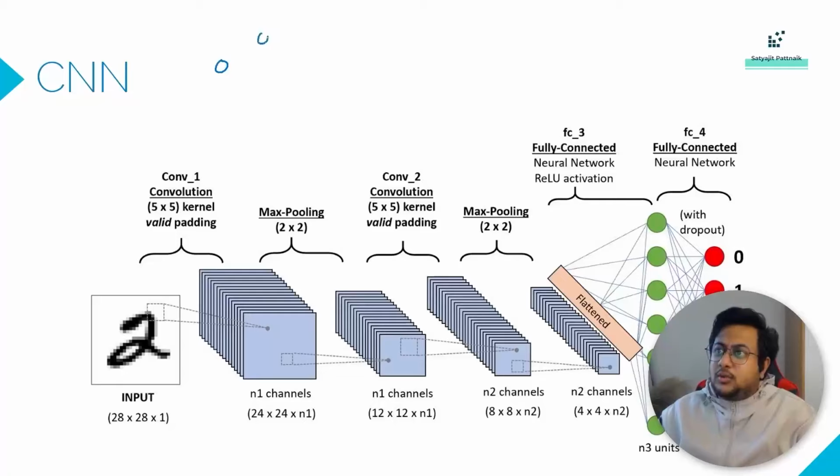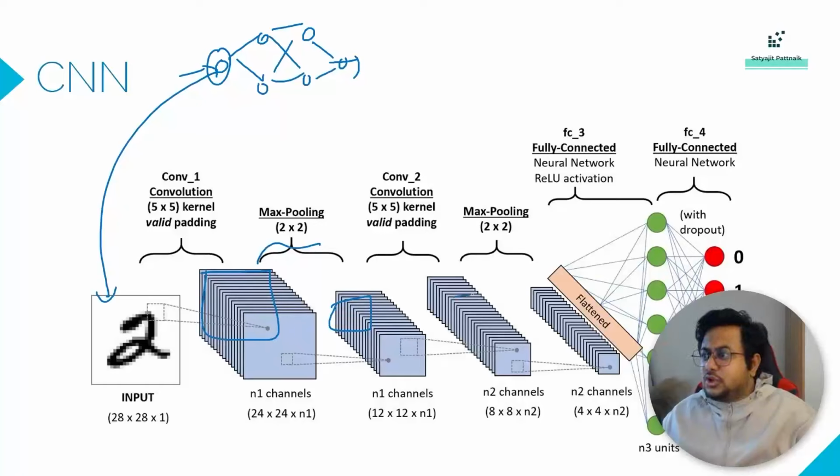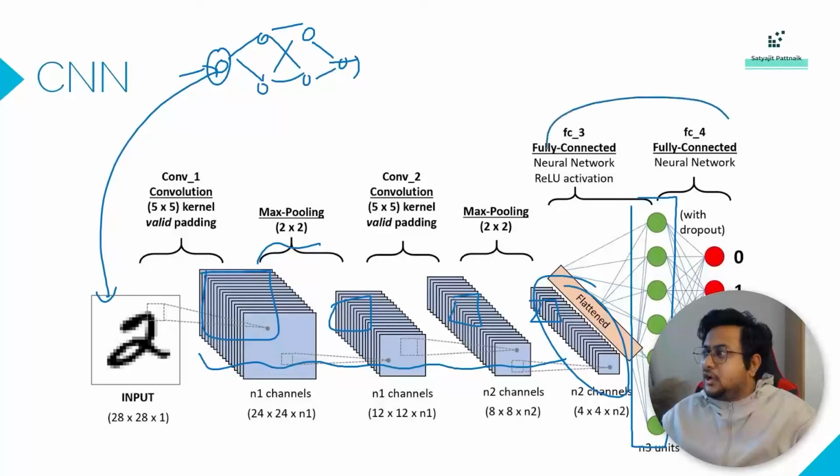Our convolution neural network looks like this. You have your input, then comes your convolution step, then comes your pooling step, then again pooling. So this is basically your multiple hidden layers. Then comes your flattening step. After flattening, you are converting it into a fully connected layer, and then it goes to your output. This is how a CNN looks like.